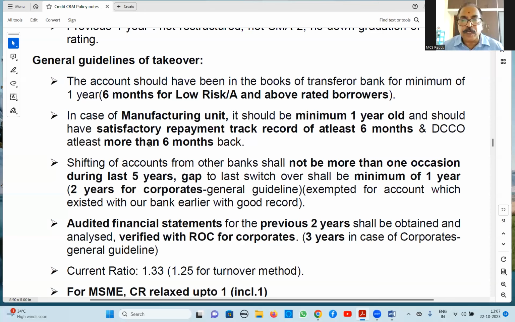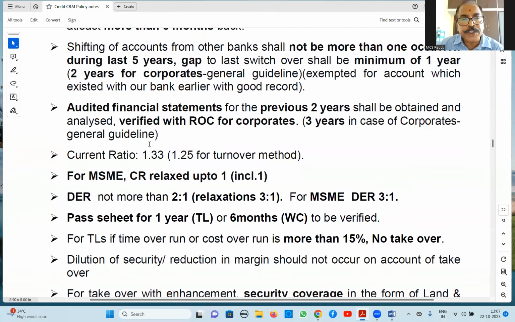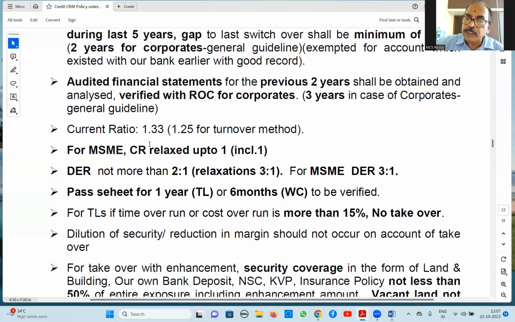Next, audited financials for 2 years at least you have to take. For corporates, minimum 3 years you have to take. And compare with ROC. This I told you, whenever ABS is taken, you have to compare with ROC website. Current ratio 1.33 or 1.25. It is normal ratios only. But for MSME, current ratio relaxed up to 1, which is recalled question. For MSME, current ratio is relaxed up to 1. Up to 1 current ratio you can take over, including 1. Debt equity ratio not more than 2:1 and relaxations up to 3:1. For MSME also it is 3:1 debt equity ratio.